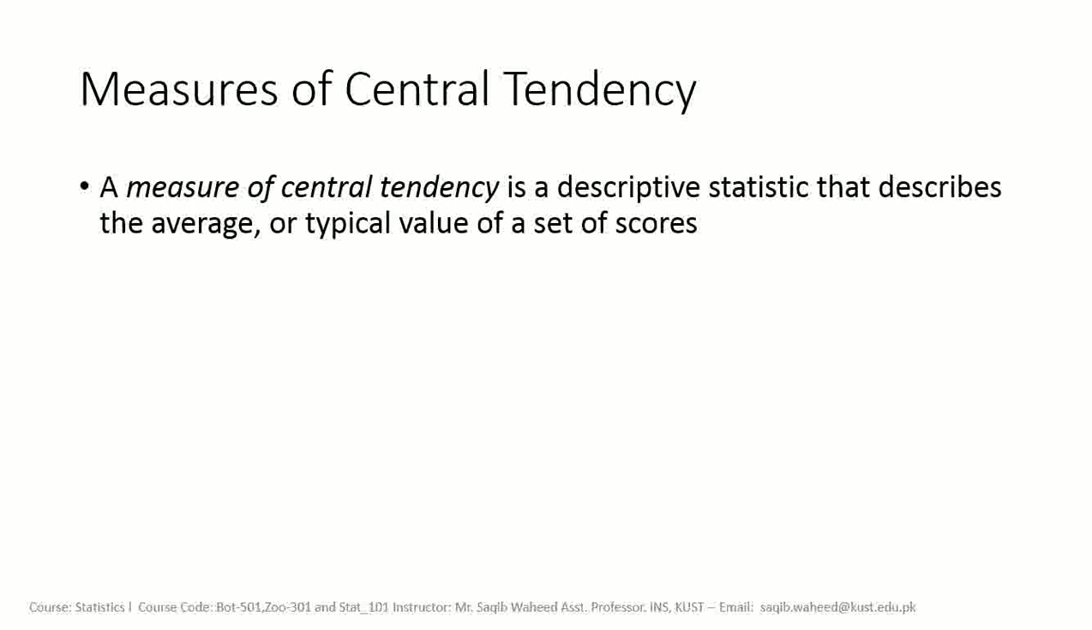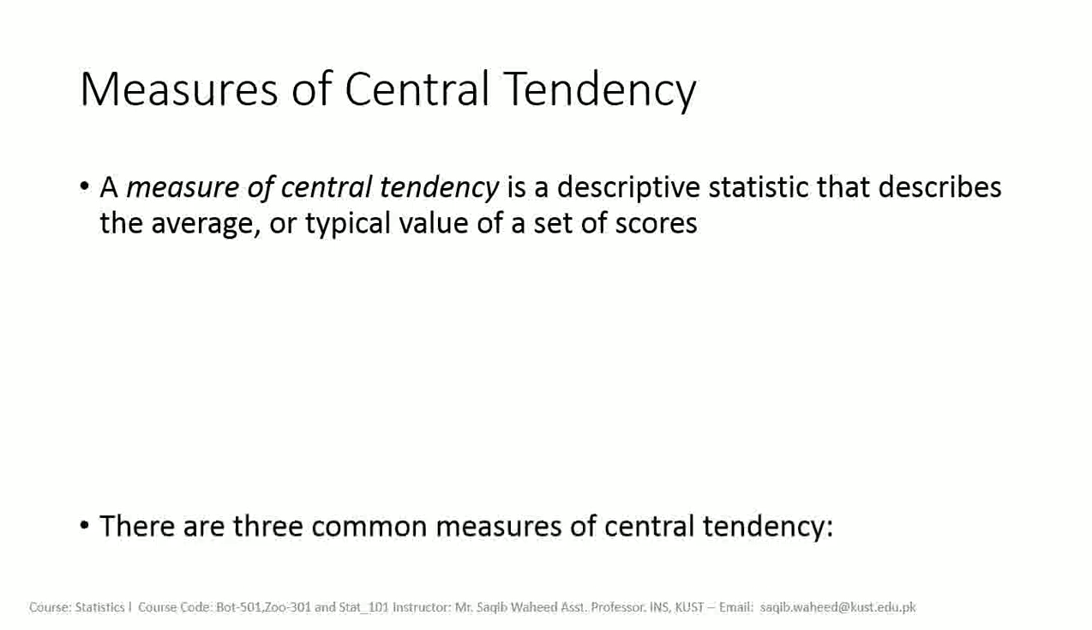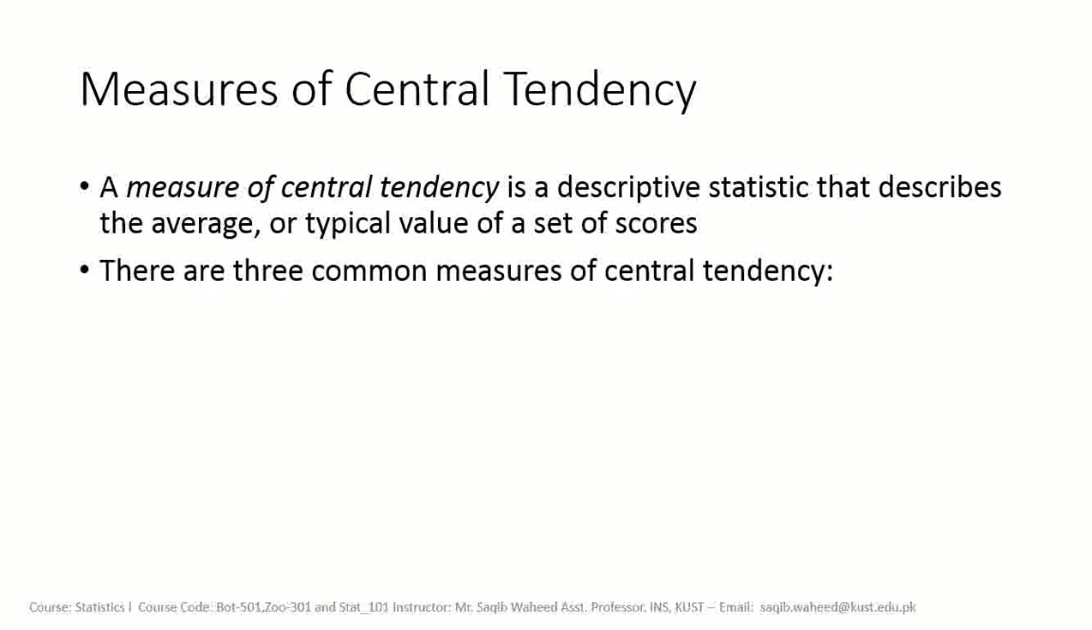Or a measure of central tendency is a descriptive statistic that describes the average or typical value of a set of scores. There are 3 common measures of central tendency, that is the mode, the median, and the arithmetic mean.